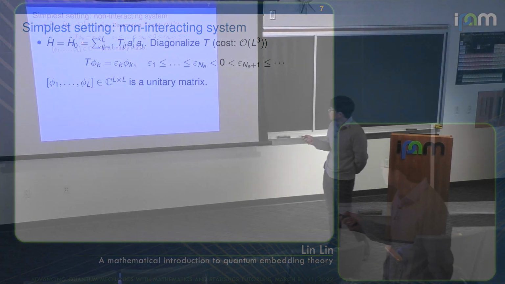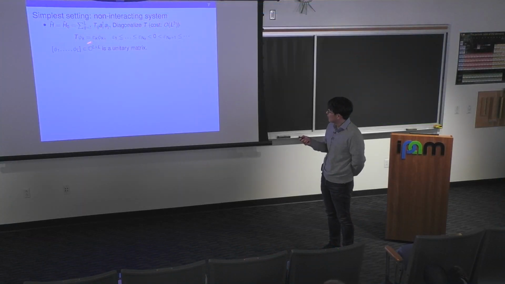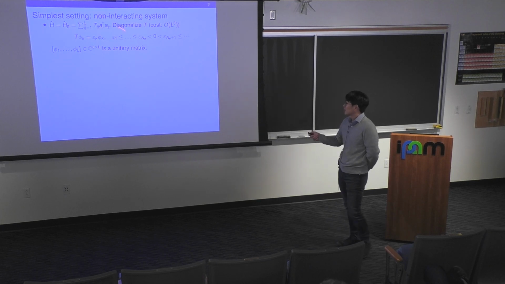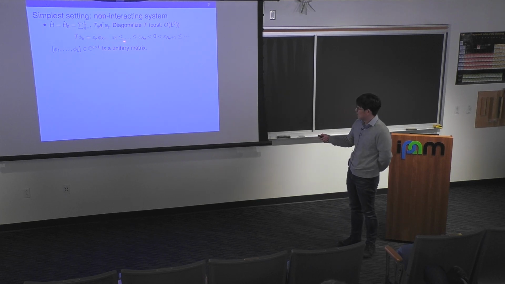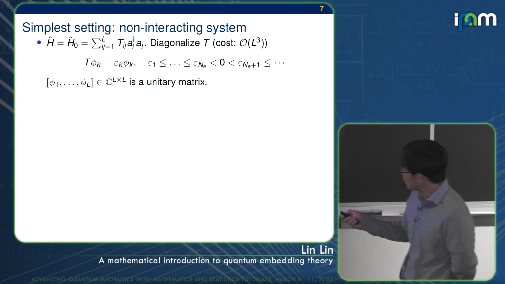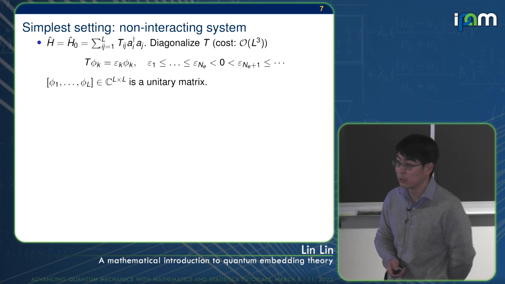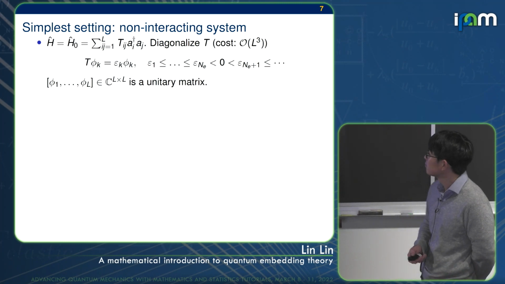So here I write down all the eigenvalues epsilon and eigenvectors psi, so that their eigenvalues are ordered non-decreasingly. Because my assumption of mu equals 0 means that there will be Ne eigenvalues that are below 0, and the rest are above. I assume there's a gap here. And if I put all the eigenvectors as a matrix, it is a unitary matrix because T is Hermitian.